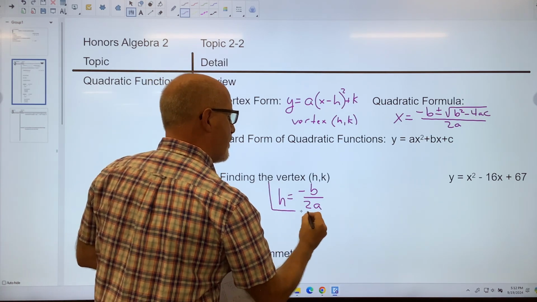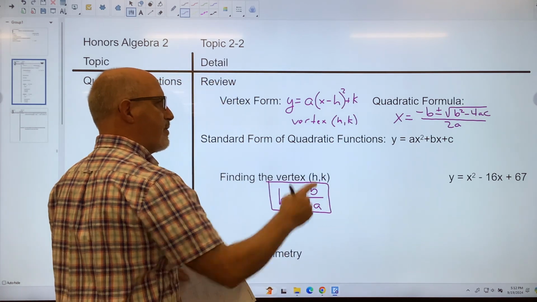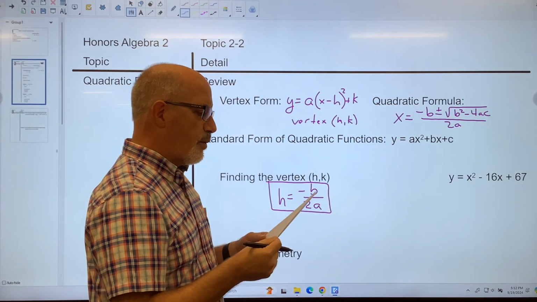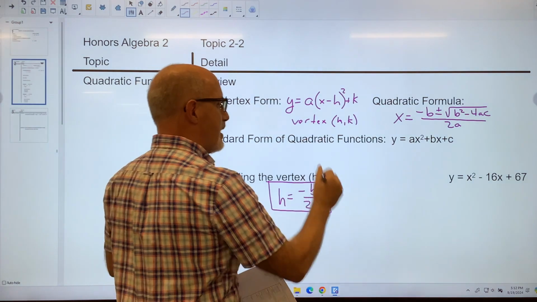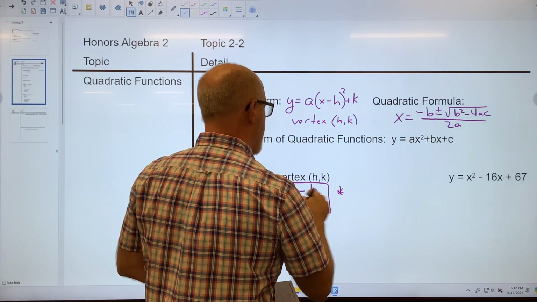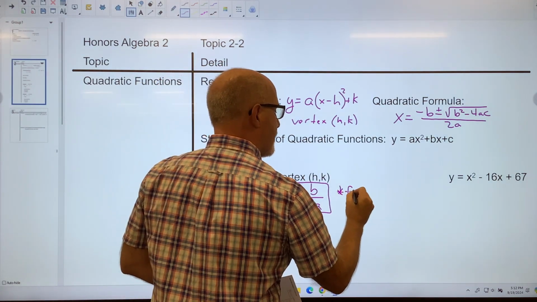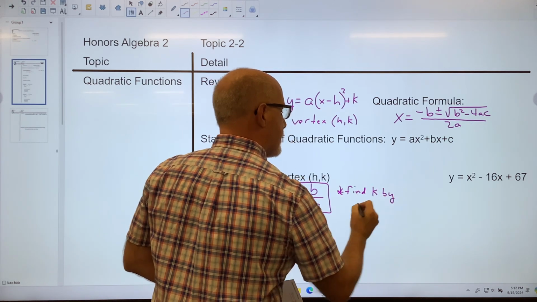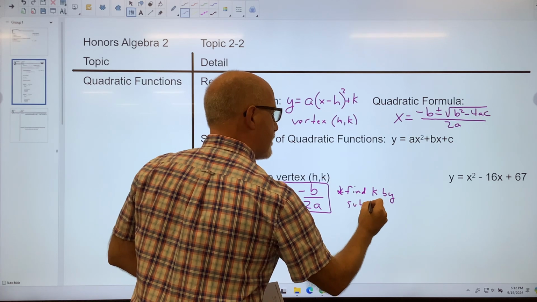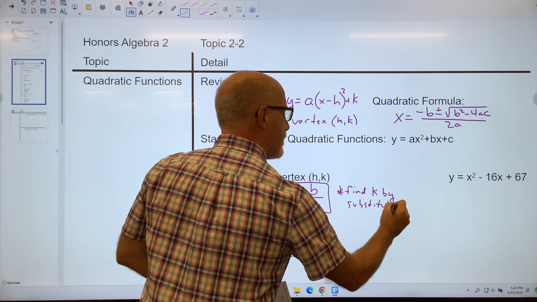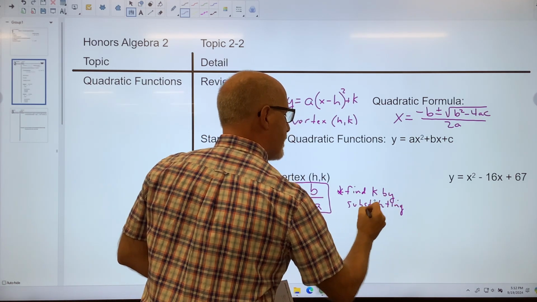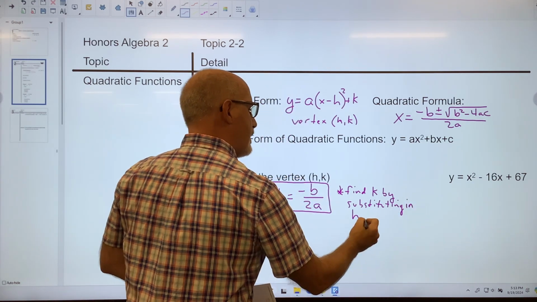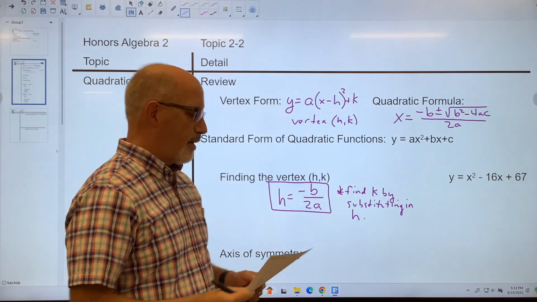This is a critical formula, again a reduction of the quadratic formula where you don't have the symmetry. If you want to find the k value, find k by substituting in the h. Okay, so we'll see that. Let's do an example here.